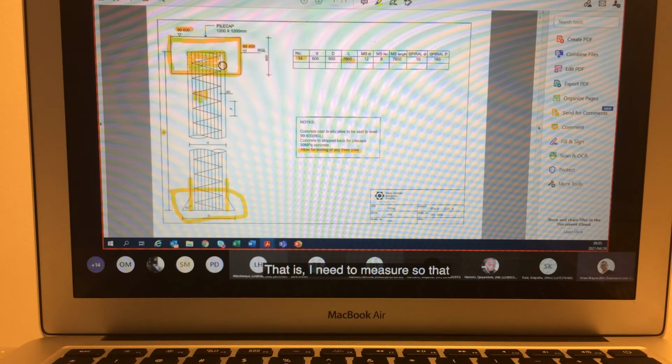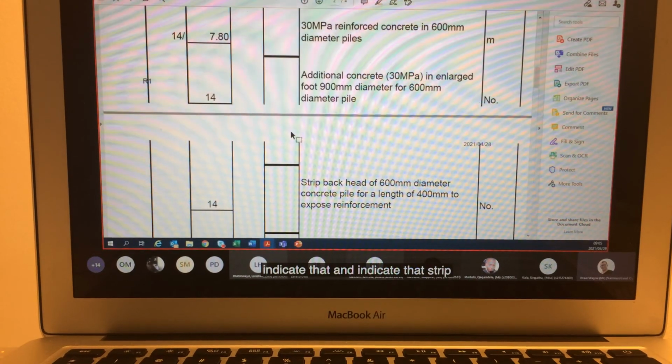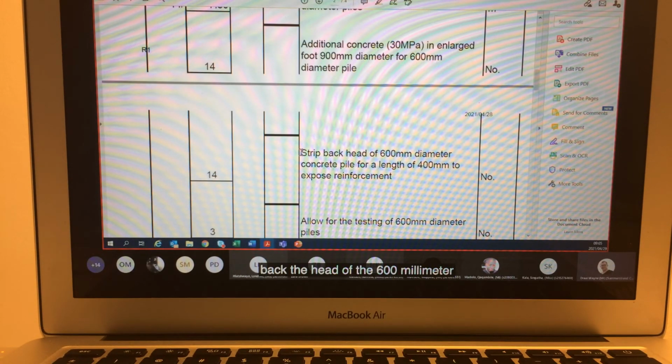That I need to measure. So that height there would be 400, and I need to indicate that. I indicate: strip back the head of the 600 millimeter diameter concrete pile for a length of 400 to expose the reinforcement. Now, why do you think we need to expose the reinforcement?